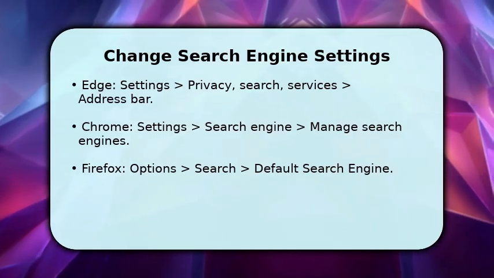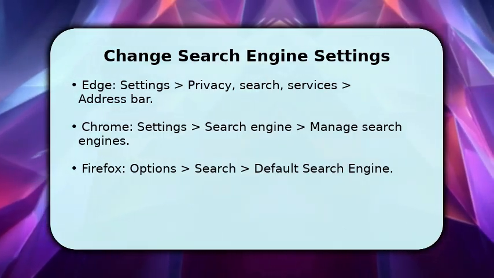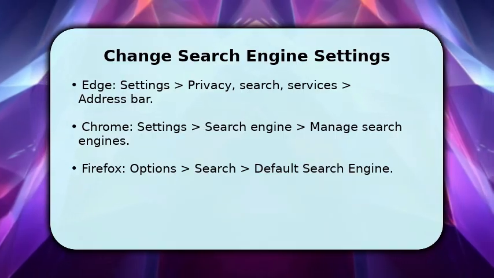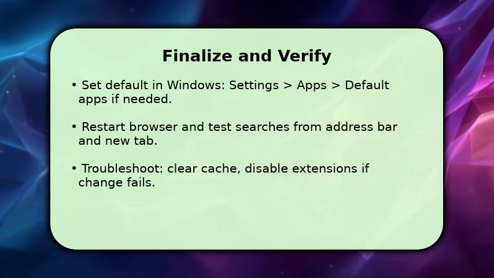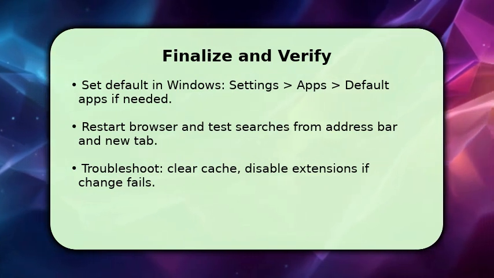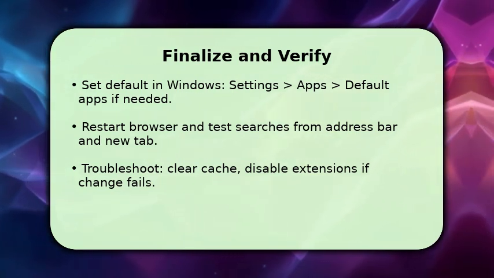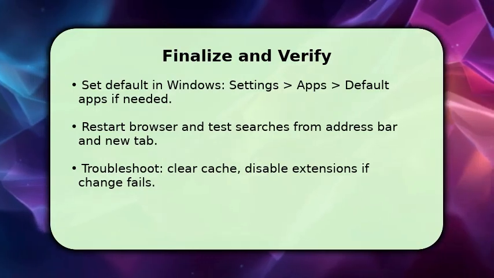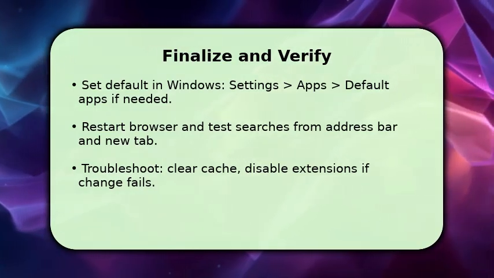Take your time to confirm the exact field names. Browsers update names but keep the same flow. Finish by making sure the system and browser default align. If the browser change didn't stick, open Windows Settings, go to Apps, Default Apps, and set your preferred browser as default. This helps address bar behavior.